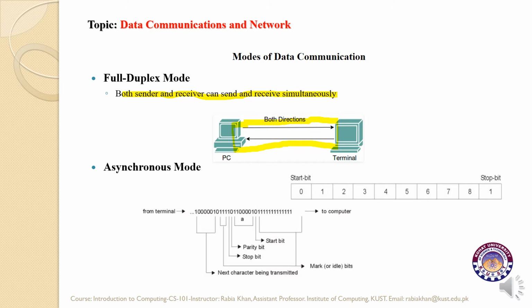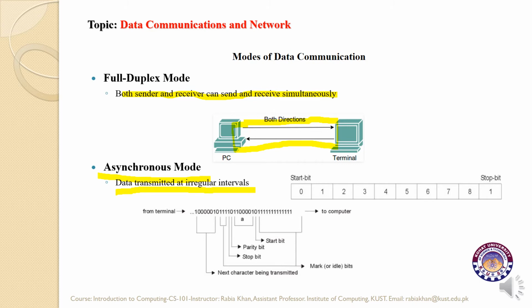Then we have another mode of communication that is known as asynchronous mode of communication. Here data is transmitted at irregular intervals. Here you can see that data is transmitted at irregular intervals. It must insert a start bit before each data character and a stop bit at its end to inform the receiver where the data character begins and where it ends.